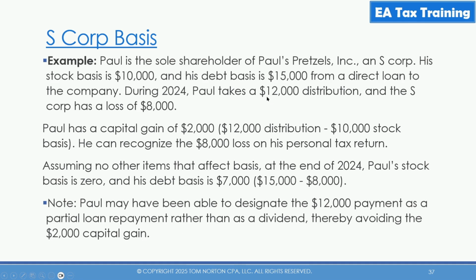So he distributed $12,000 here, and he called that a distribution against the stock, which resulted in him having that $2,000 capital gain. What he could have done instead, potentially, was say, no, I'm just paying back this $15,000 or $12,000 of the $15,000. That would have avoided this $2,000 capital gain. However, for purposes of our example, so that we could see how all of this works, that is not what Paul did, and so he does have to pay the $2,000 capital gain. Sorry, Paul.